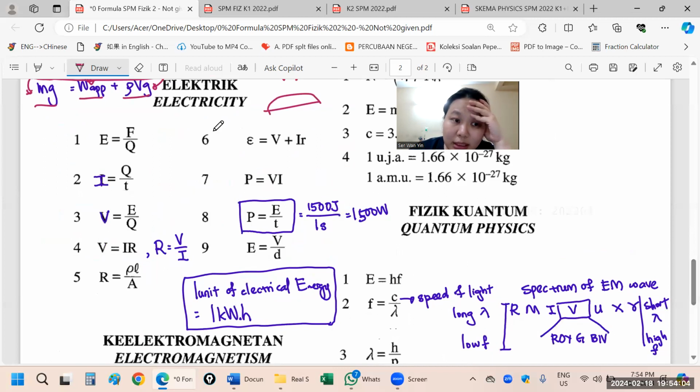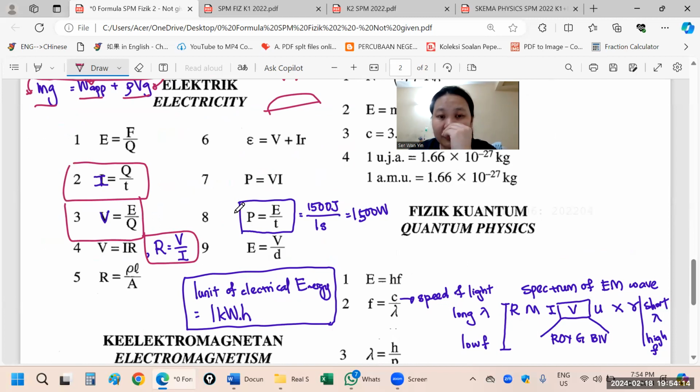Okay, so electricity. This one can be the definition for current, definition for voltage, definition for resistance. Okay. Then this one is when they ask for internal resistance. When they mention that, use this.